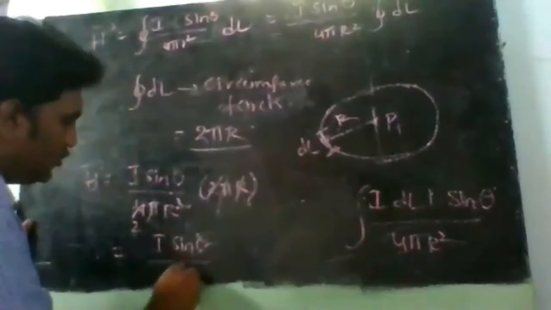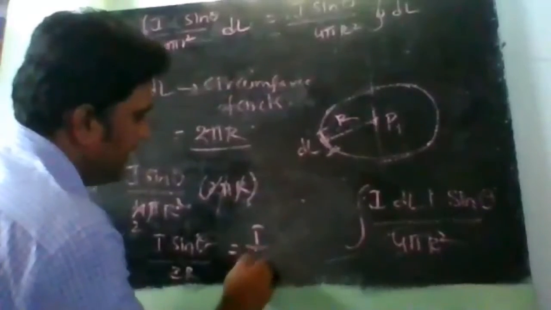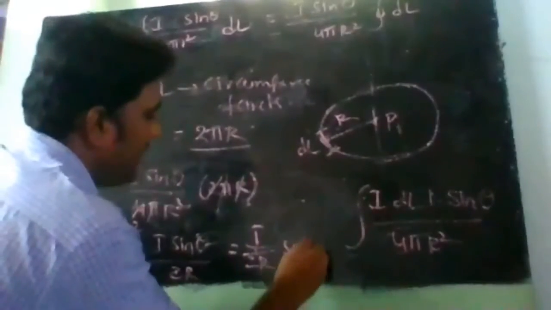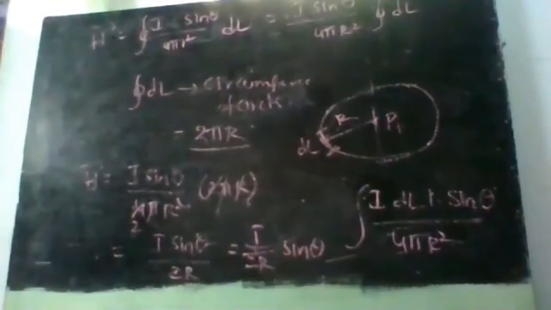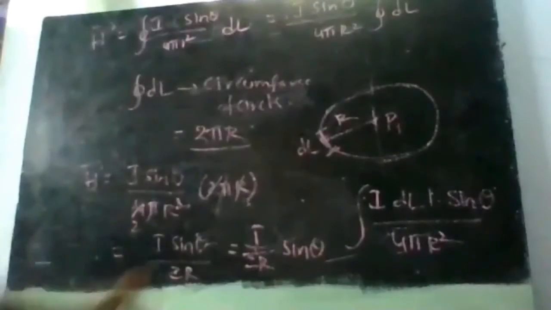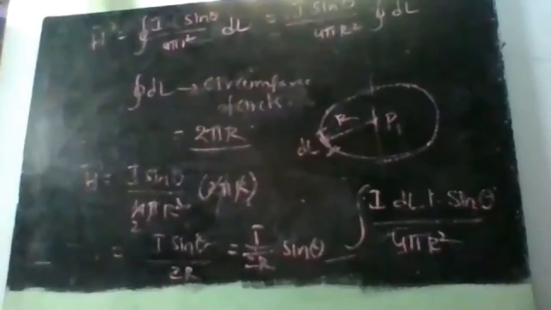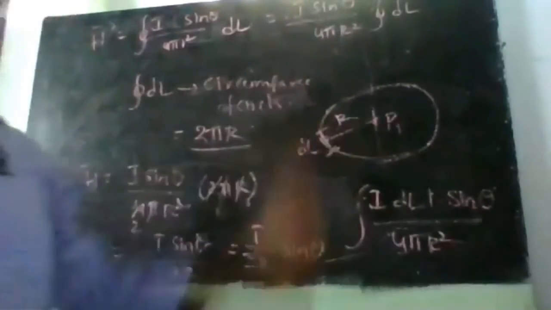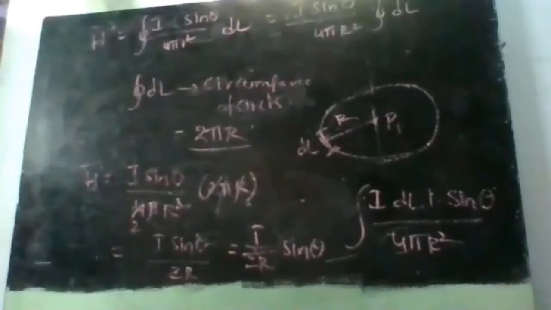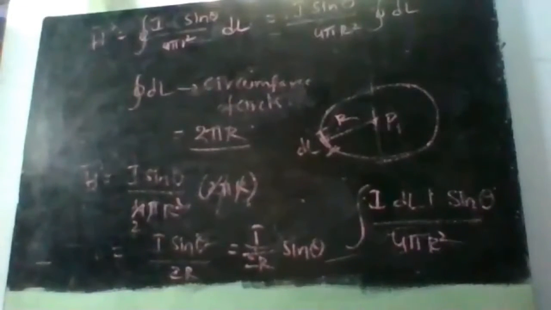So I'll get 2r. So I by 2r into sine theta. This is the expression that we get. I by 2r into sine theta. This is the expression for h bar at the center of the ring. Remember, this is the calculation at the center of the ring. Correct? Understood? So this is what we get, the expression for h bar at the center of the ring, right?